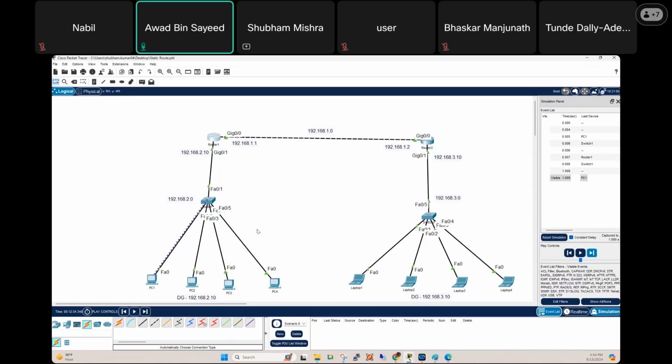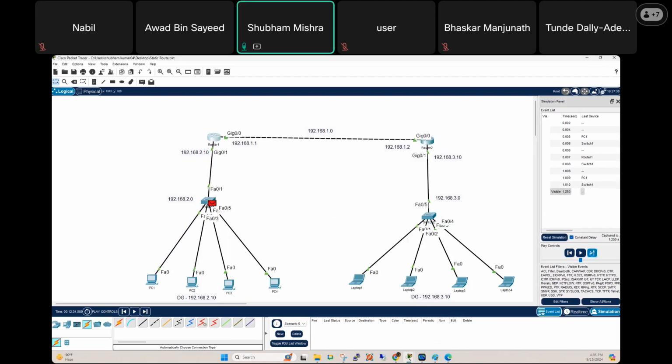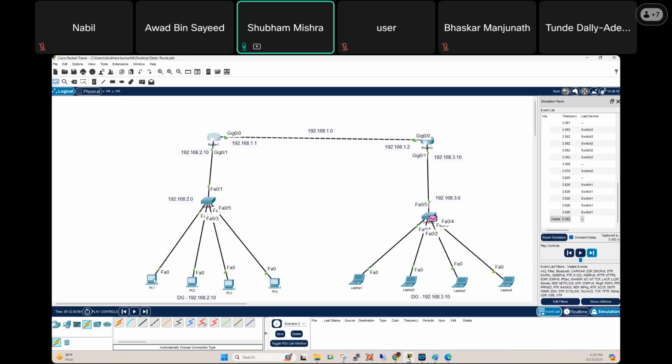The packet reaches the switch, and the switch forwards this packet to the router. What will the router do? The router is dropping it. What is the reason? Because it's not in the routing table. Because the destination IP is not among the routing table. Okay, see, I will show you. Wait.